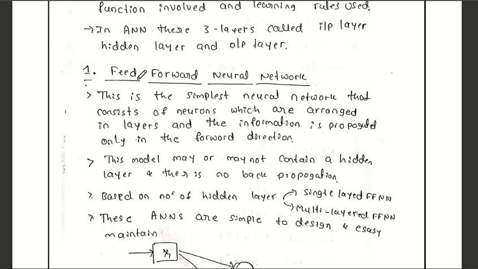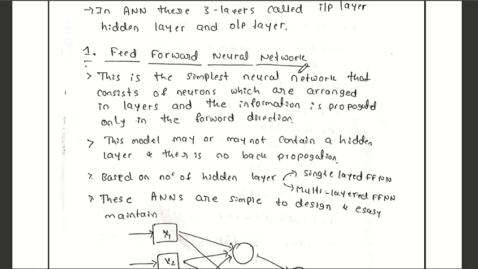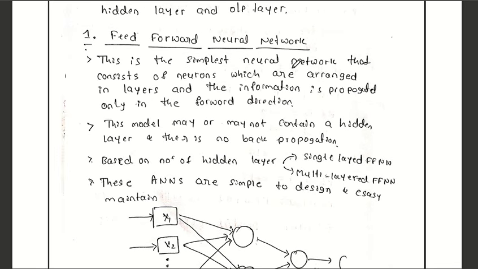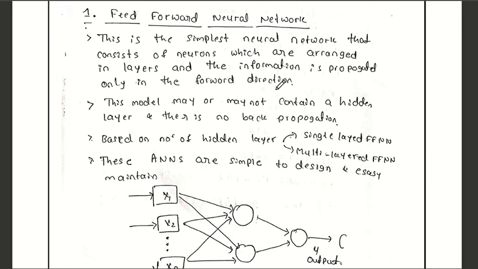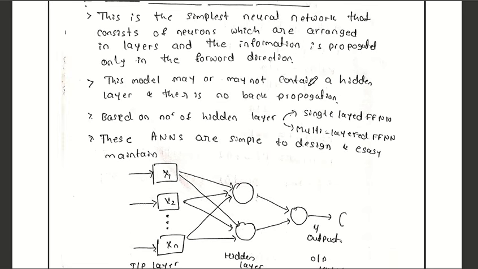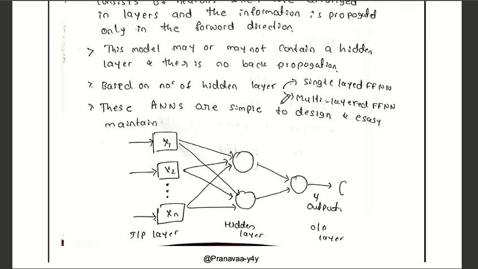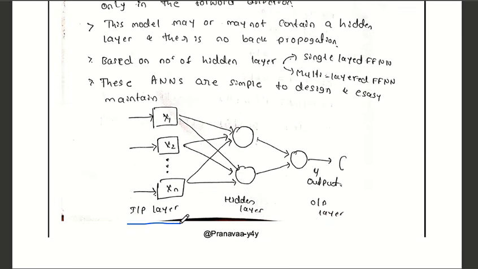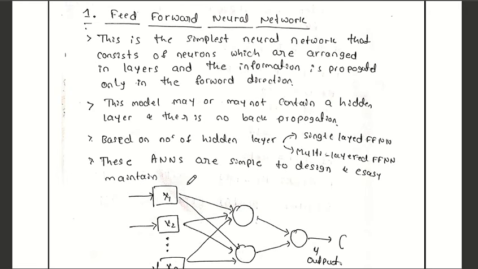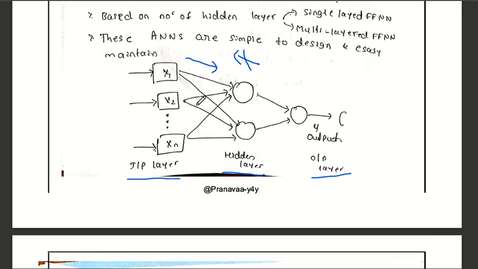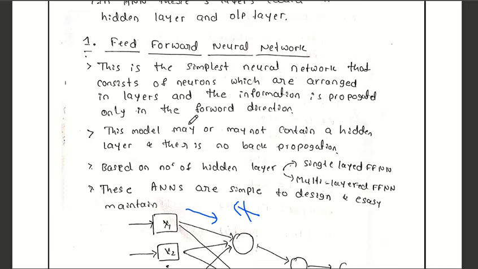Then the first one is feed forward neural network. The feed forward neural network is the simplest neural network that consists of neurons which are arranged in layers, and the information is propagated only in the forward direction. See, it contains the input layer, hidden layer and output layer, three parts. And especially in the feed forward neural networks, the arrow mark is only forward direction, not backward direction. Okay, so the backward direction is not there. That is a feed forward neural network.